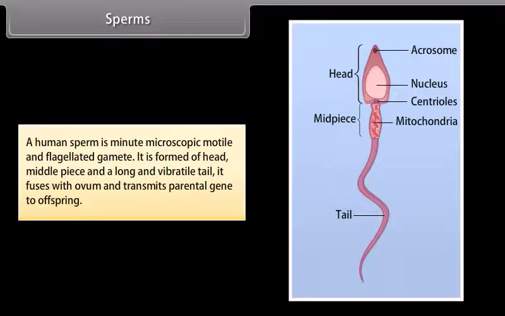Sperms. A human sperm is a minute, microscopic, motile and flagellated gamete. It is formed of a head, middle piece, and a long and vibratile tail. It fuses with ovum and transmits parental genes to offspring.